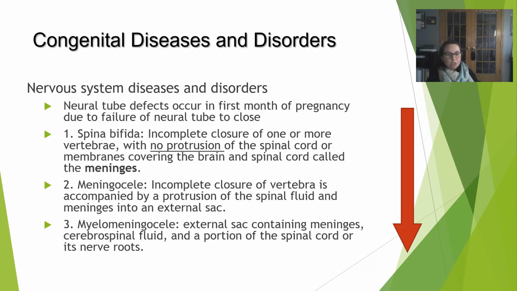Spina bifida occurs when there is an incomplete closure of one or more vertebrae with no protrusion of the spinal cord or membranes covering the brain and spinal cord, known as the meninges. It is as if someone forgot to close a window, but nothing is falling out. A bit worse now, following the arrow of severity, we're going to get to meningocele.